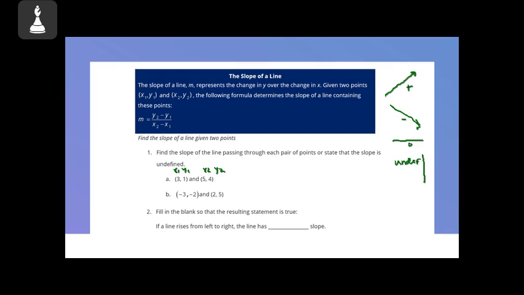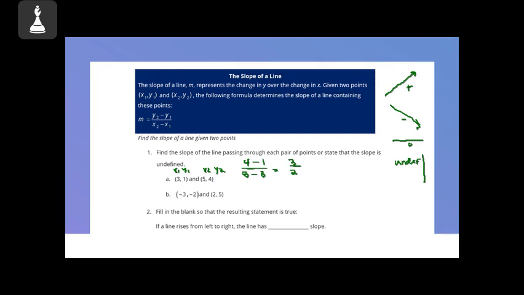So we labeled our x1, y1, x2, y2, and now I'm just going to go into my formula. So y2, 4 minus y1 is 1. x2 is 5 minus x1, which is 3. Well, 4 minus 1 is 3. 5 minus 3 is 2. So 3 over 2 is my slope.